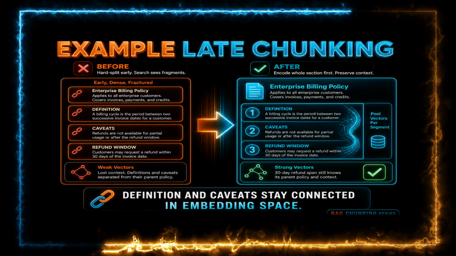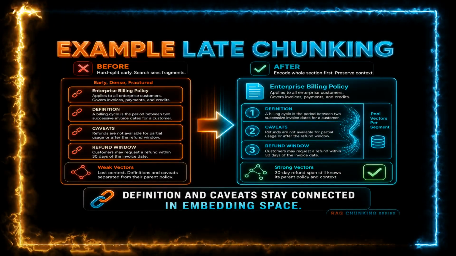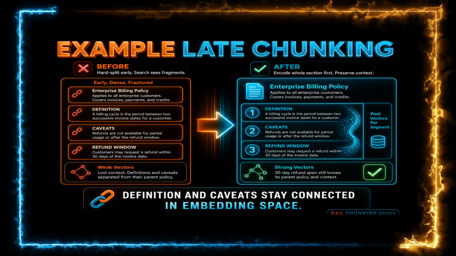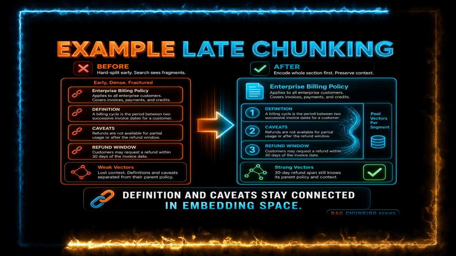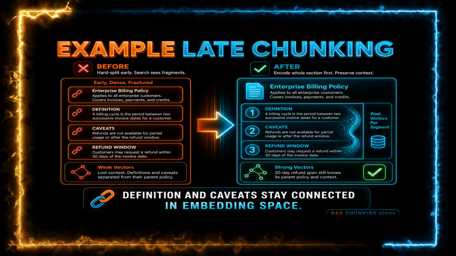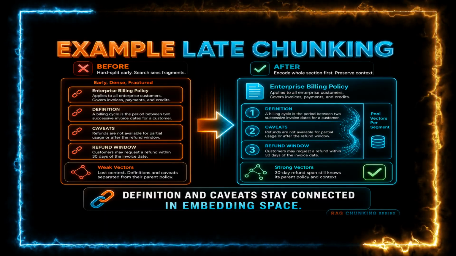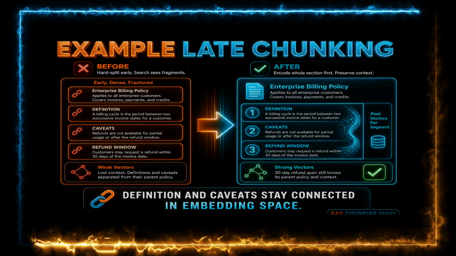Example: a dense technical paragraph gets hard split early. A definition and its caveats land in separate chunks and search poorly. Late chunking encodes the whole section first, then pools vectors for each segment. The 30-day refund span still knows it lives under enterprise billing policy.